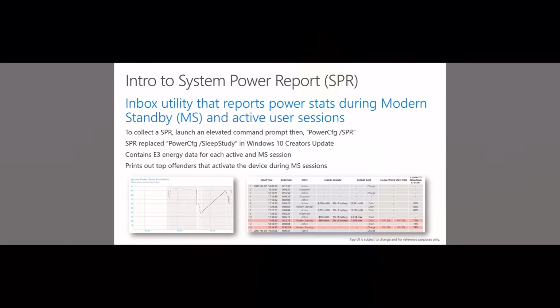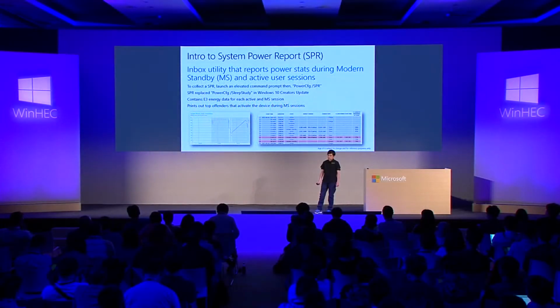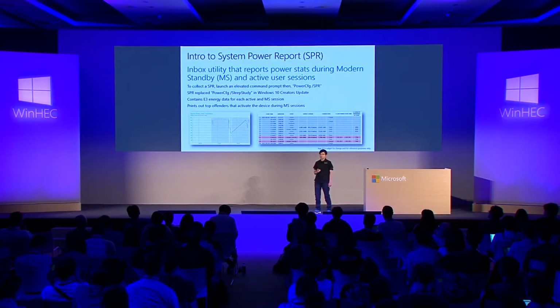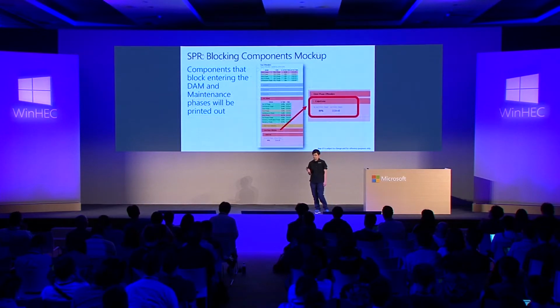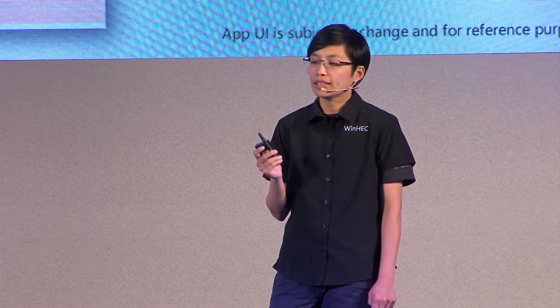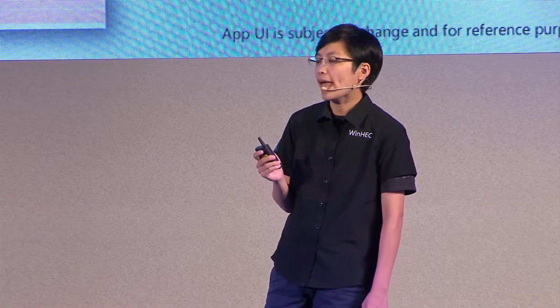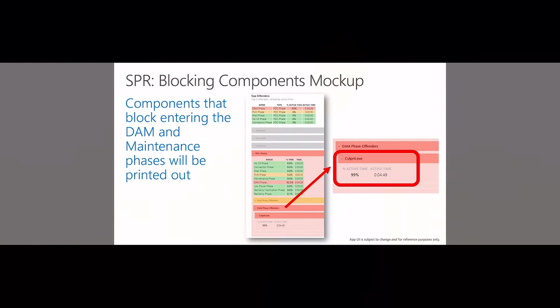Windows goes through several different phases before entering DRIPS. So let's review some of the improvements that we have made to System Power Report in the Fall Creators Update. Components that block entering the desktop activity moderator and maintenance phase will be printed out. In this example, culprit.exe is preventing the device from entering the desktop activity moderator phase of modern standby.